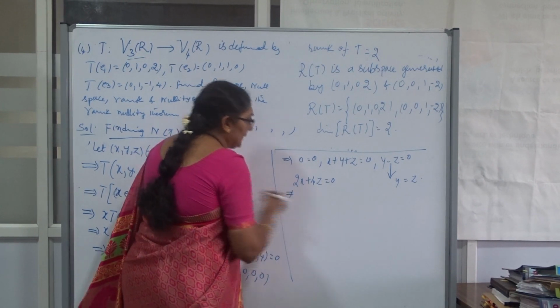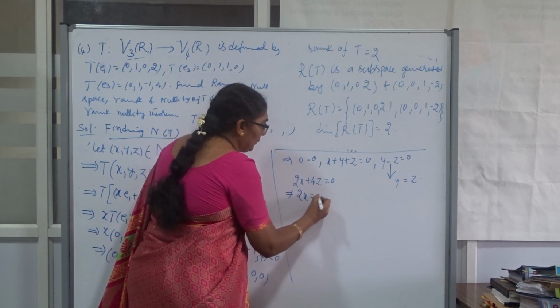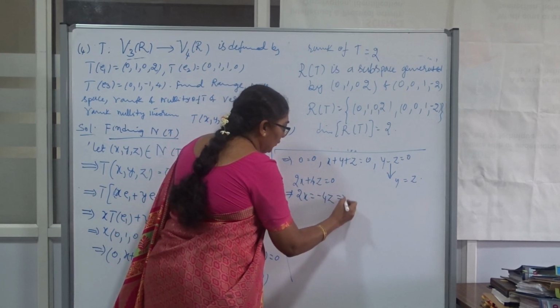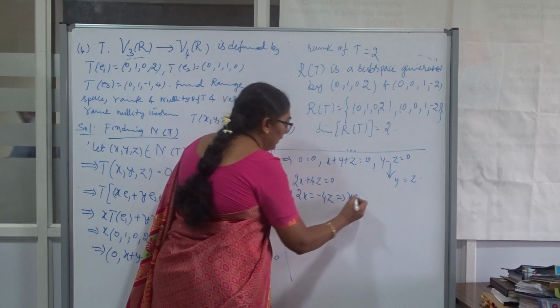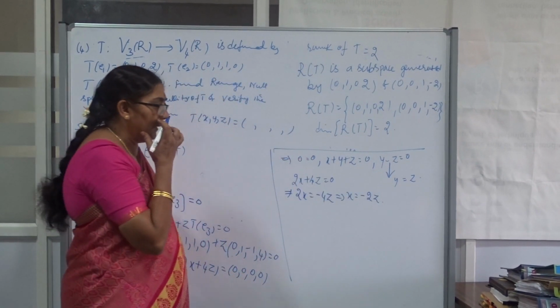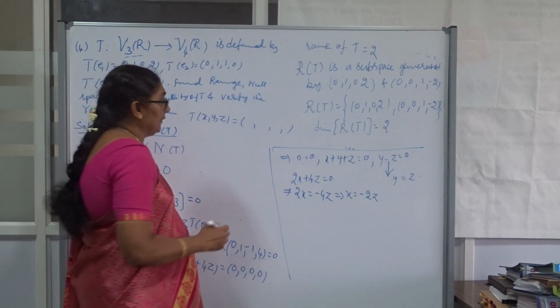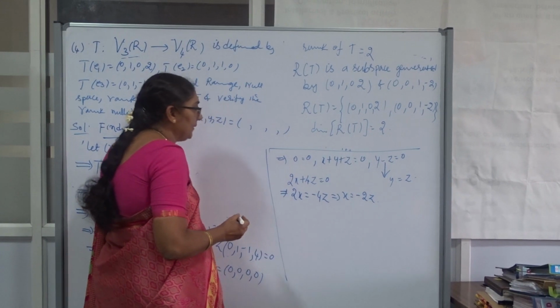That implies, what do we get actually? 2x is equal to minus 4z. That implies what is my x? x is minus 2z. So x and y are expressed in terms of z.